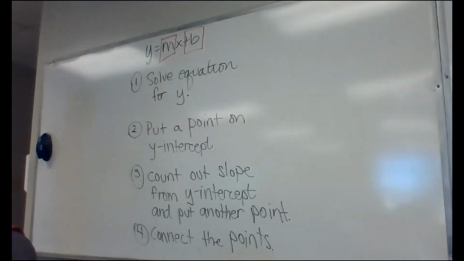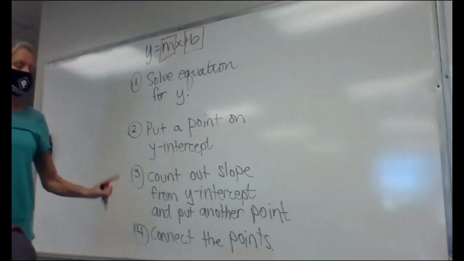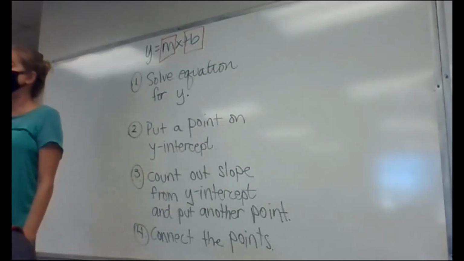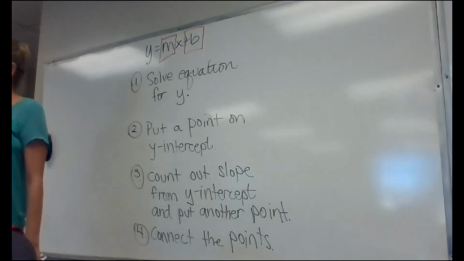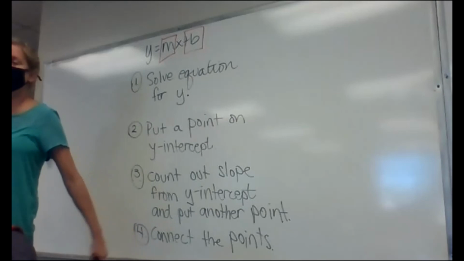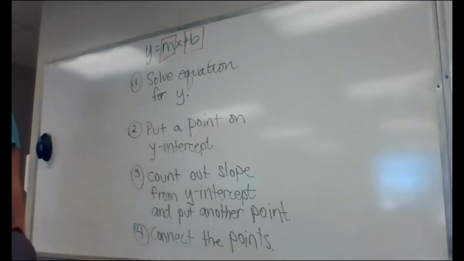After that, you're going to count out the slope, starting from that point that you just put on the y-axis. We're going to do several of these. When you get to your stopping point, once you've counted out the rise and the run, you're going to put another point where you end up. And you're going to connect those 2 points to draw the line.